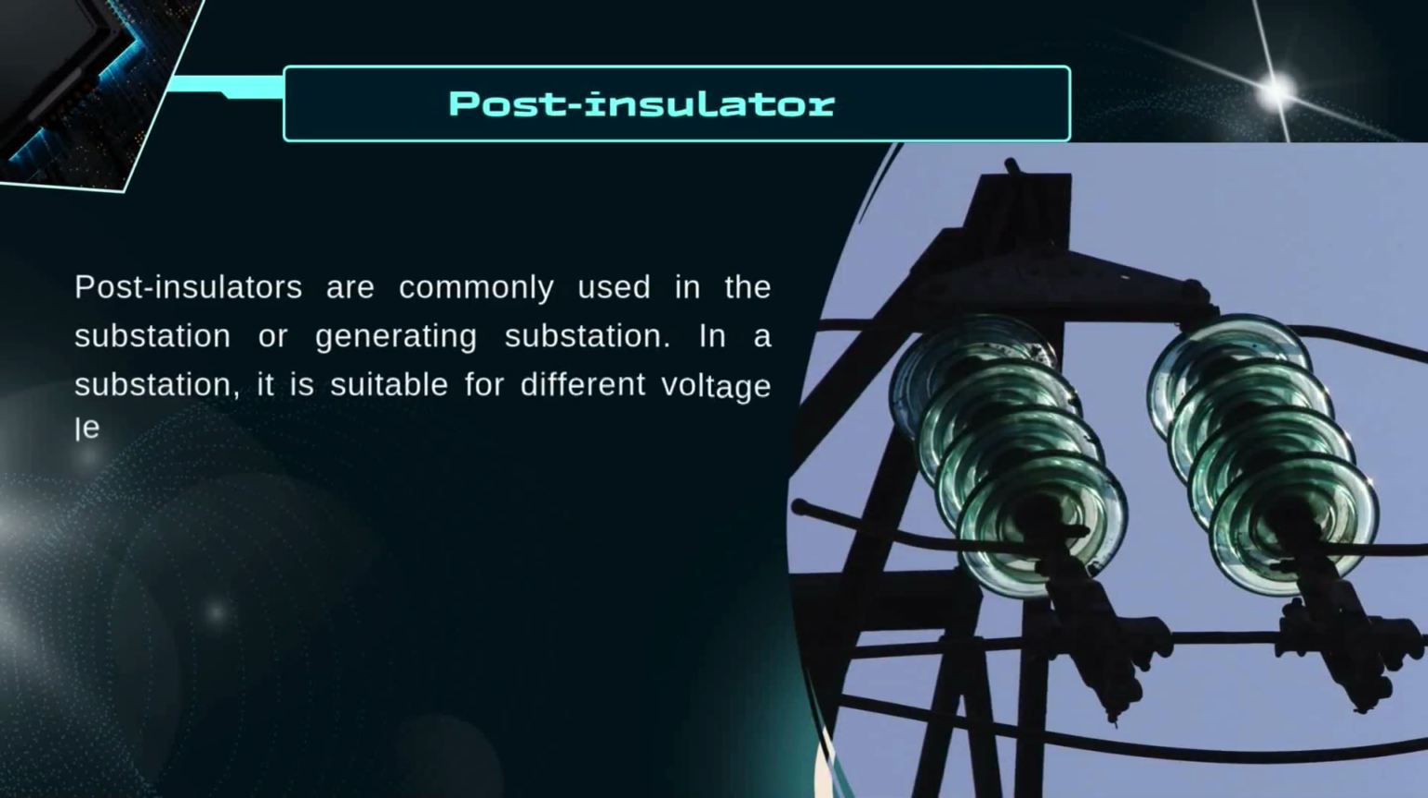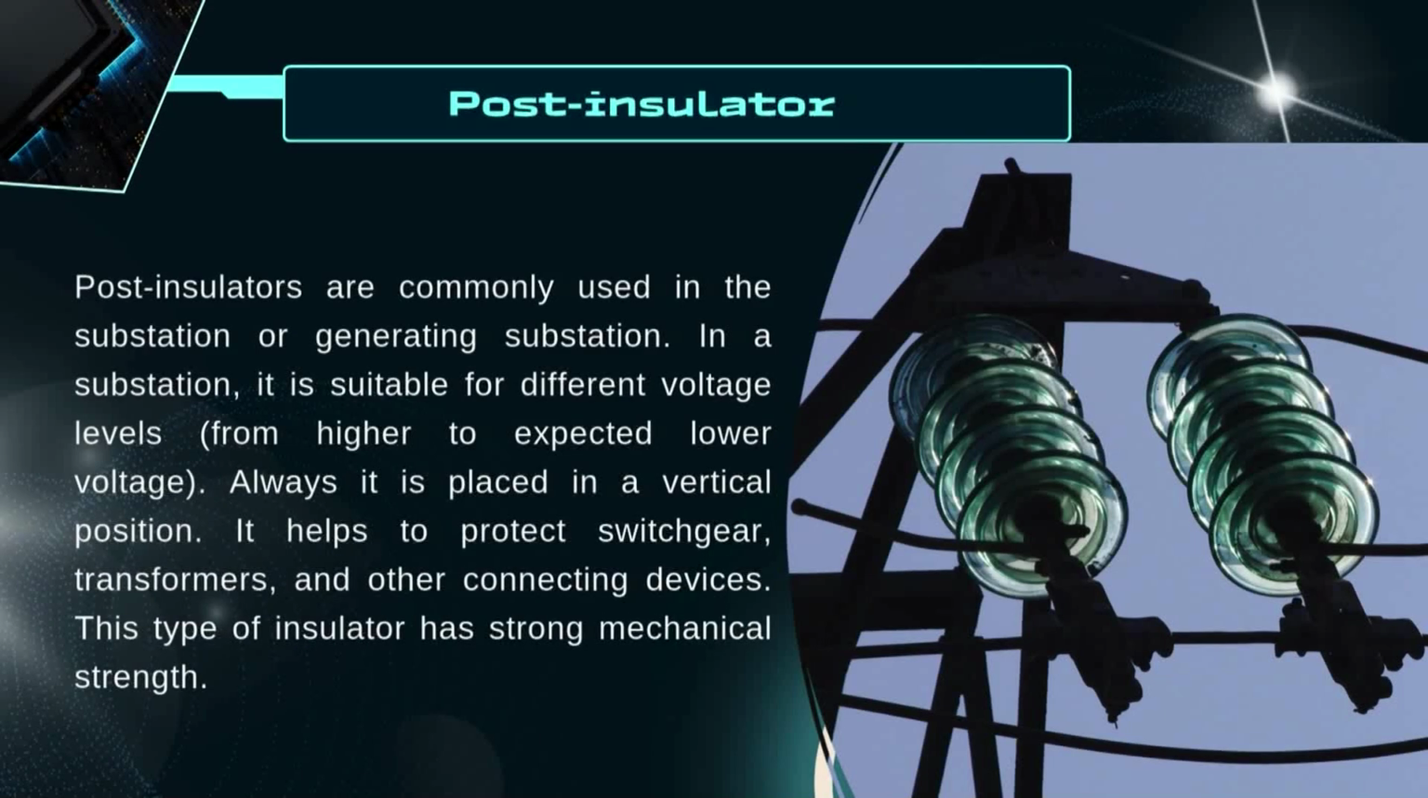In case of post insulator, they are commonly used in the substation or generating substation. In a substation, it is suitable for different voltage levels. Always it is placed in a vertical position. It helps to protect switch gear, transformers and other connecting devices. This type of insulator has strong mechanical strength.